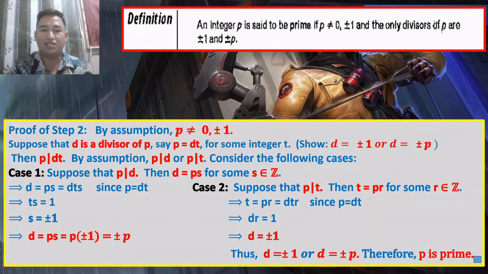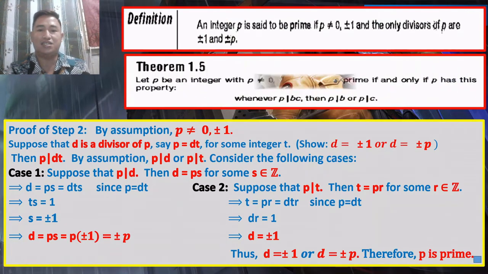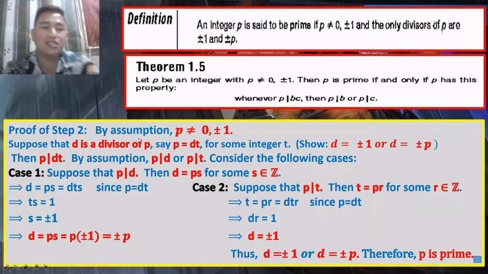Okay, let's go back to the definition of prime and Theorem 1.5. In step 2, we assume the property and show that P is prime. By assumption, P is not equal to 0 and not equal to 1 or negative 1. This part comes from the definition of a prime: an integer P is said to be prime if P is not 0, 1, or negative 1. So that part is okay.